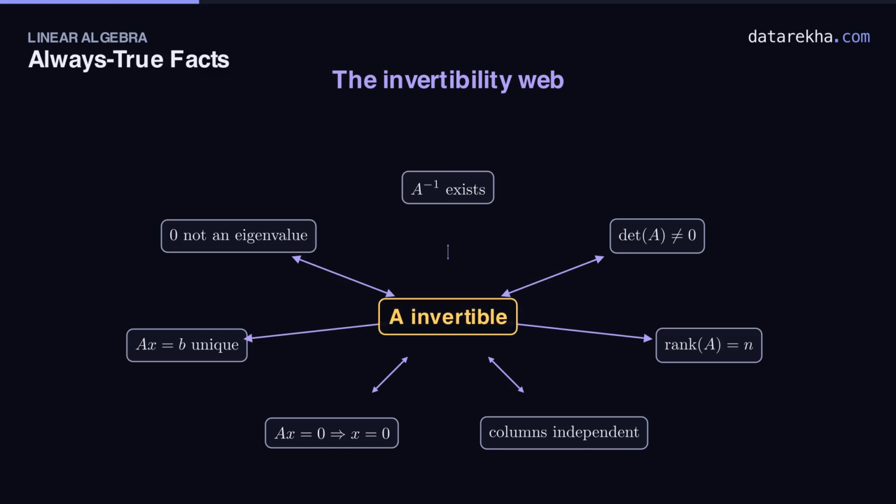Every single one of these is equivalent to every other. Double arrows, both directions. Knowing any one hands you all the rest. So the whole web rises and falls as one. When the matrix is invertible, every node lights green. All 7 are true at the same time. And the instant it is singular, every node flips red. Not some of them, all of them together. There is no in between.